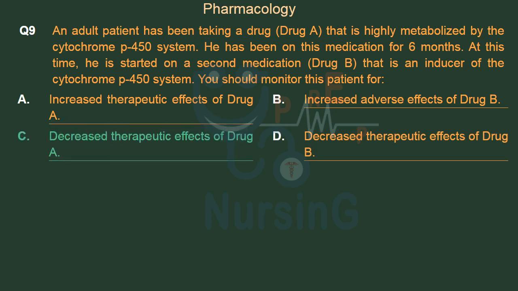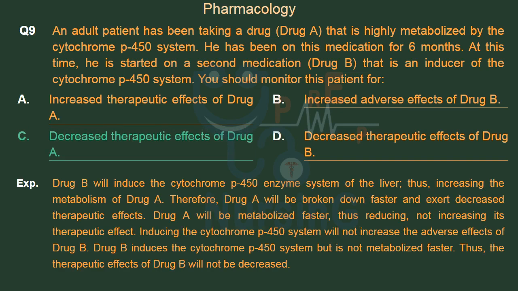Decreased therapeutic effects of drug A. Drug B will induce the cytochrome P450 enzyme system of the liver, thus increasing the metabolism of drug A. Therefore, drug A will be broken down faster and exert decreased therapeutic effects. Drug A will be metabolized faster, thus reducing, not increasing its therapeutic effect. Inducing the cytochrome P450 system will not increase the adverse effects of drug B. Drug B induces the cytochrome P450 system but is not metabolized faster. Thus, the therapeutic effects of drug B will not be decreased.